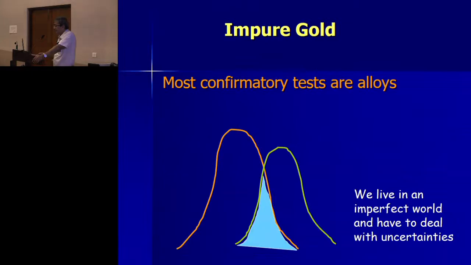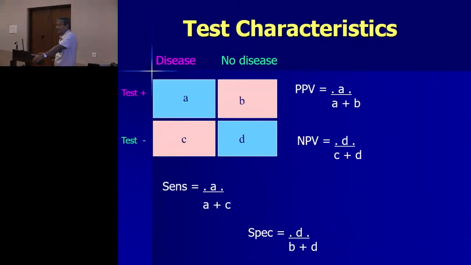We saw this slide earlier, that we live in an imperfect world, we have to deal with uncertainties, and there's a lot of gray area. So what do we do? How do we proceed? Again, just to refresh you, the test characteristic, the 2x2 table, we are assuming that this disease and no disease classification is by the gold standard or the absolute truth, but it may not be so.